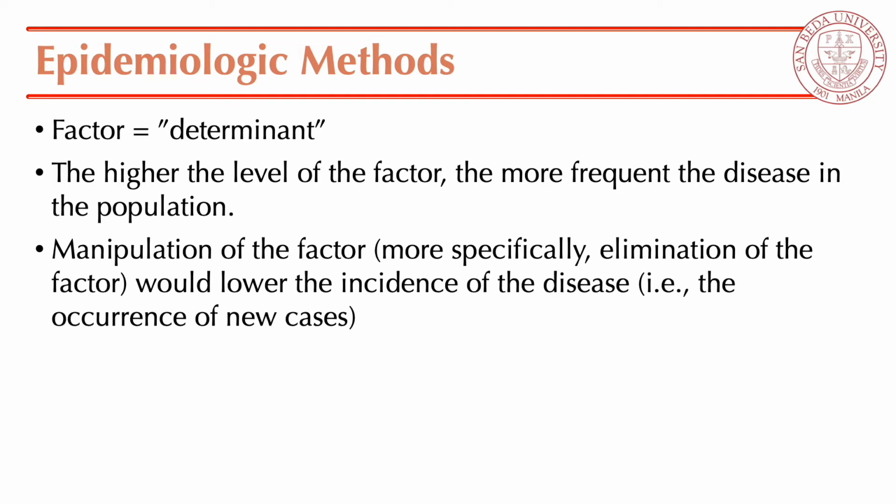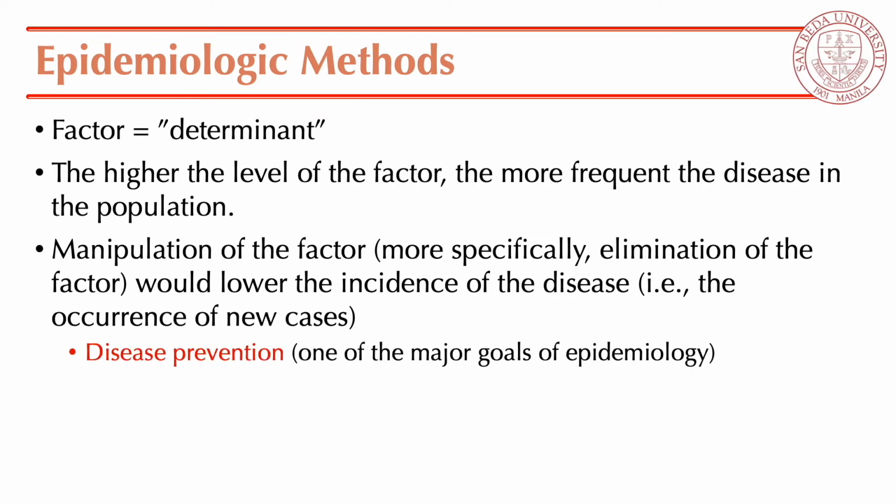Consequently, if one manipulates this factor, that is, if the levels or occurrence of that factor is made to diminish or is eliminated from existence, one may also expect that the incidence of the disease is lowered significantly. Well, not necessarily eliminated, since most diseases have multiple factors contributing to their causation. Now, this factor manipulation actually describes the principle behind disease prevention, or the action of stopping a disease from happening or arising.